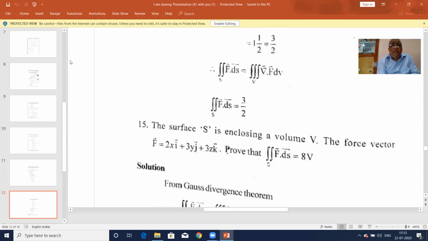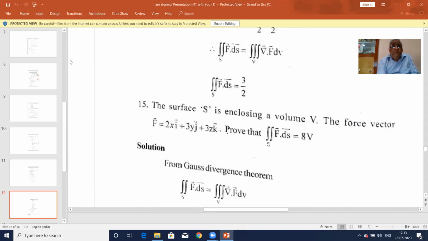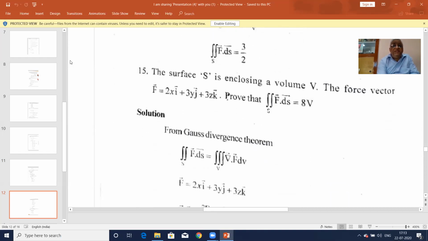Similarly, another problem is given. Similarly, another problem, same problem, you can visualize it. How to do it? Please visualize the screen.